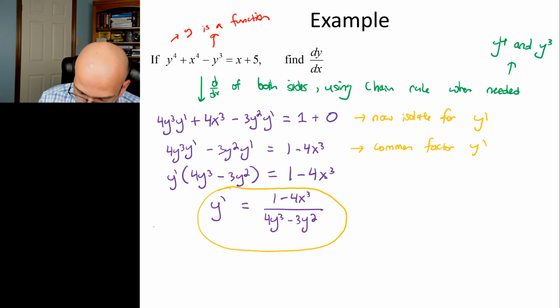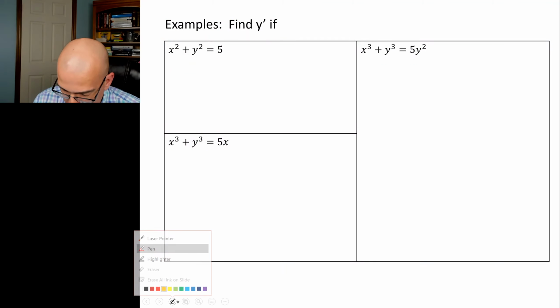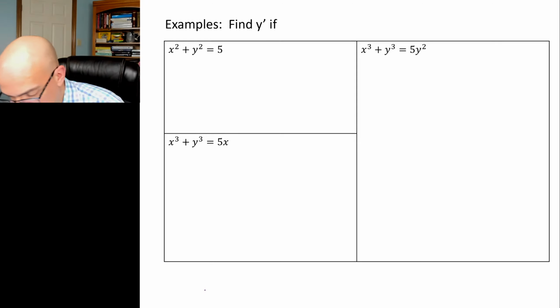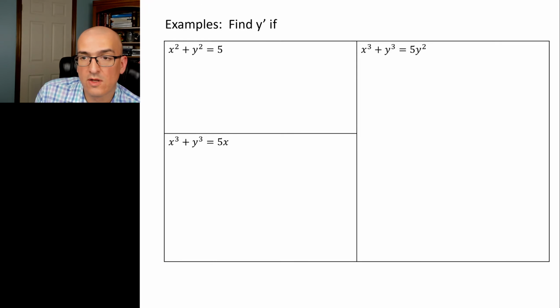So that's substantially more challenging than the last one because of all those steps we needed to get through to isolate for y prime. Lots of places where mistakes can happen. All right, we'll go through the next set of examples, being careful to follow all the rules that we need to follow.